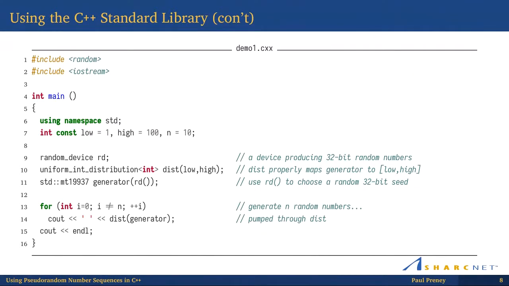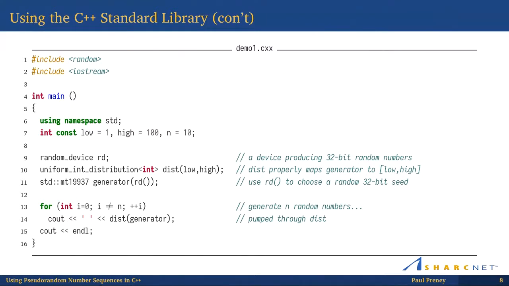Now, I'll mention one thing here. You should realize the random device, the random number generator, and the distribution, you declare them on lines 9, 10, and 11. They're declared there. But when you use them, they appear like they're function calls. So on line 11, you can see I'm using the random device with RD open round bracket, close round bracket. It looks like a function call. That's because all of these are function objects.